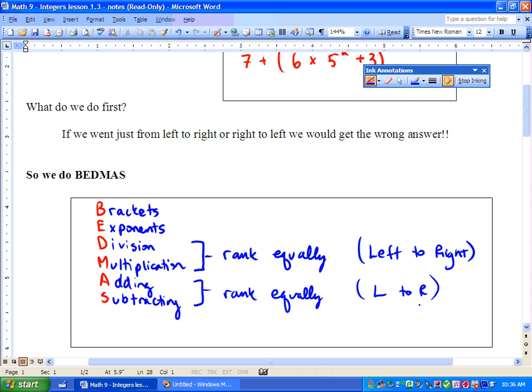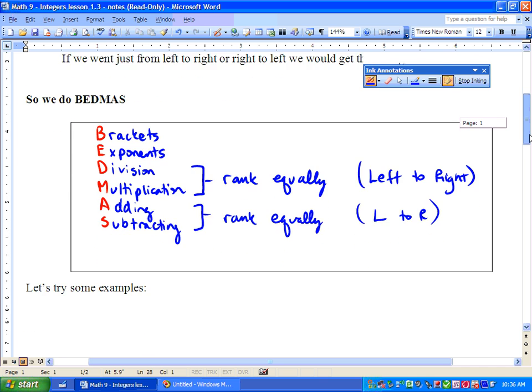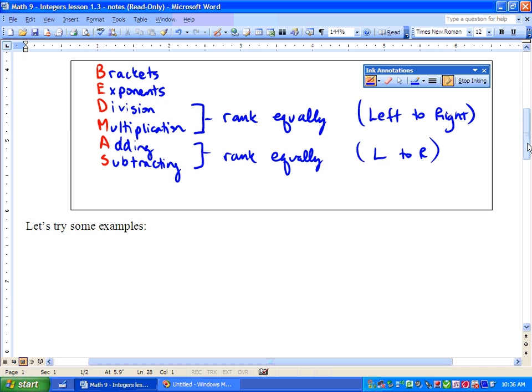So if we see them in an equation, we're going to get some examples here. We always do brackets, whatever is in our brackets first. Then we do our exponents. And then we do division or multiplication, whatever comes first, left to right. And then we do adding and subtraction from left to right. Right? So let's try some examples.